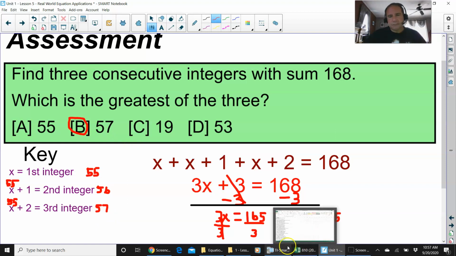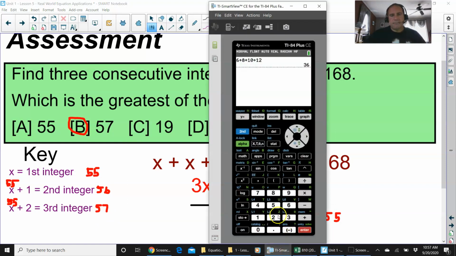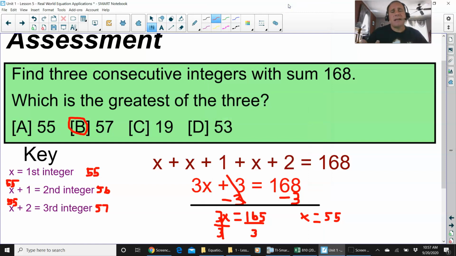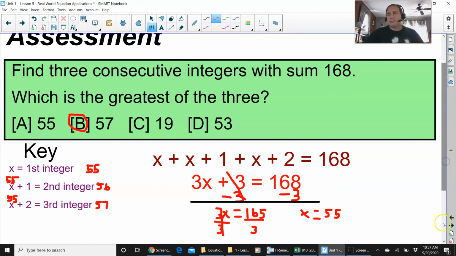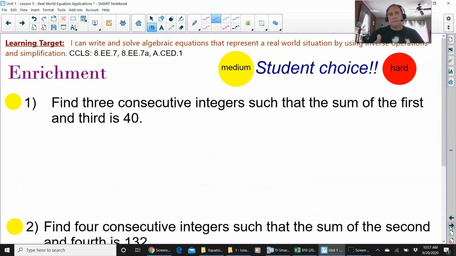Just to be safe, I am going to check it really quick. 55 plus 56 plus 57, that should all be equal to 168. And if it is, I know I'm exactly right. It's just a quick way to check it if you really want to. I suggest always checking your answer that way, just quickly. All right, so go ahead, try number 1.